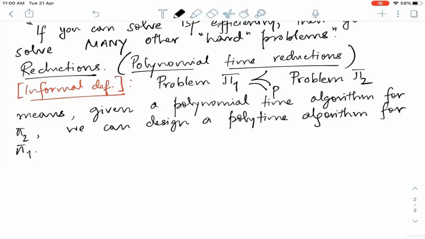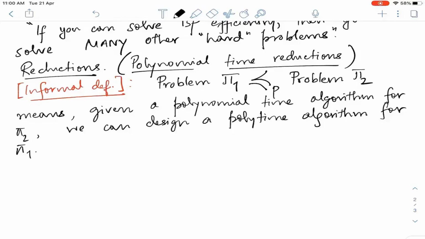Okay, let's think about it. So some people are asking the following question: if pi 1 reduces to pi 2, and I rule out the existence of a polynomial time algorithm for pi 2, can I rule out the existence of a polynomial time algorithm for pi 1? Is this statement correct? Exactly. Good. Some people have also answered this question. So this is not guaranteed, right? Because there might be some other way of designing a polynomial time algorithm for pi 1.